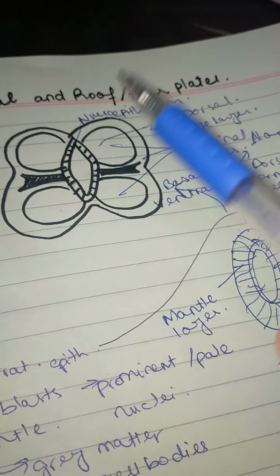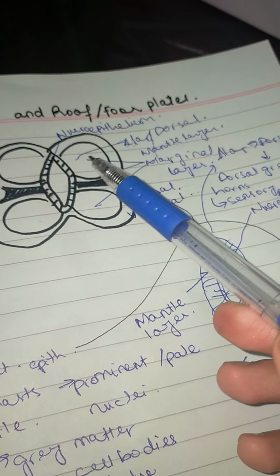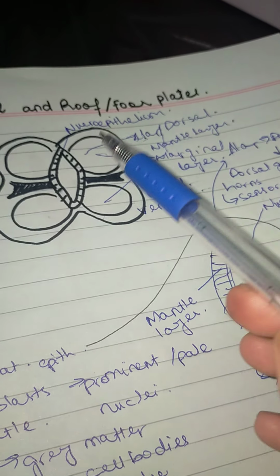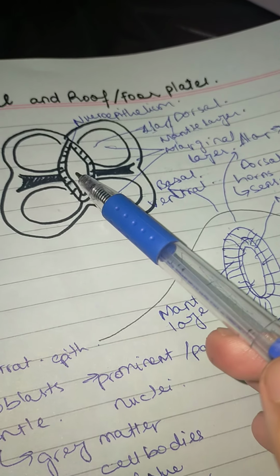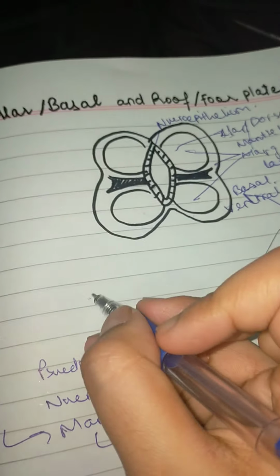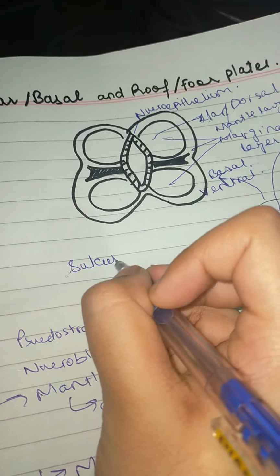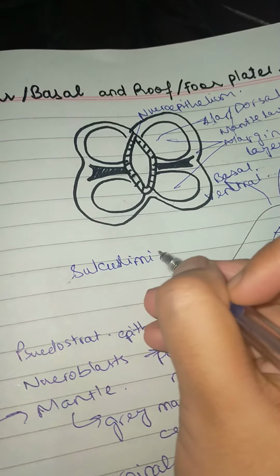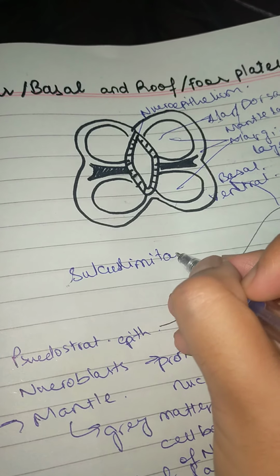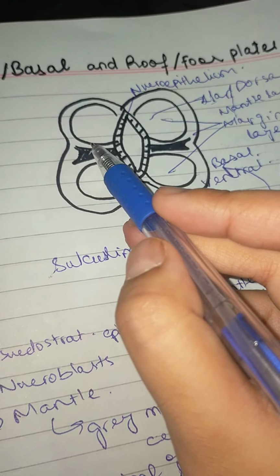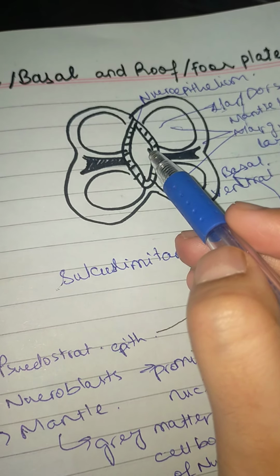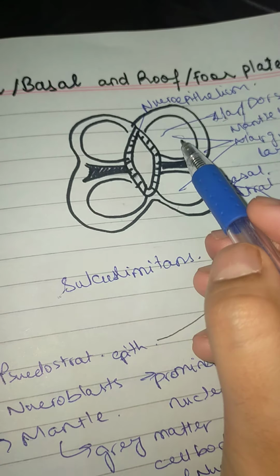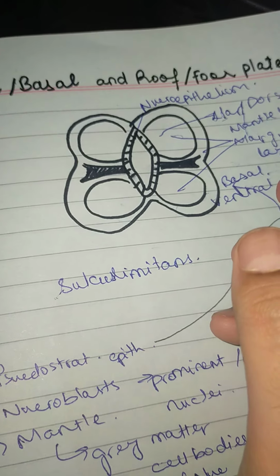Okay, another important point: how is the mantle layer divided into dorsal as well as ventral regions? It is due to the presence of a groove called the sulcus limitans, formed in the layer of the neuroepithelium. Between the midpoint of the ventral and dorsal regions, we have the sulcus limitans, which divides the mantle layer into two parts, the ventral and the dorsal parts.